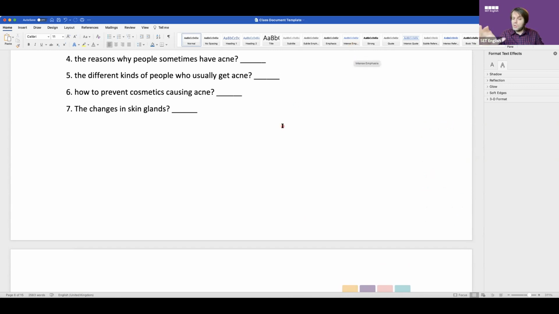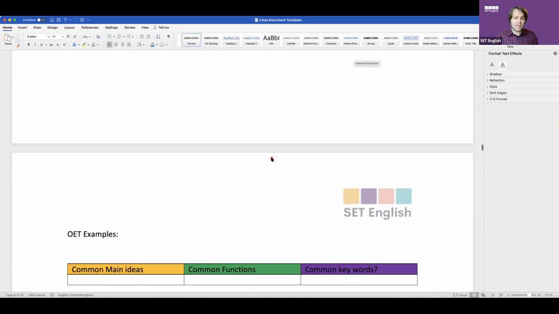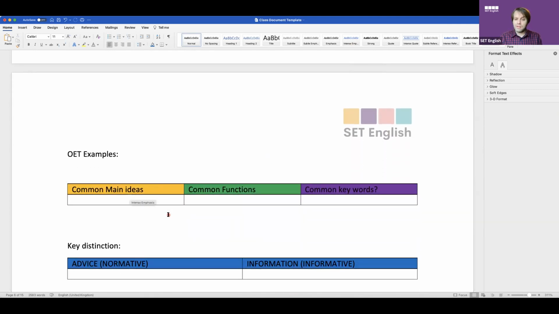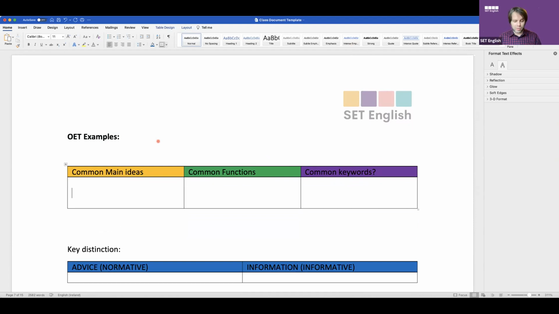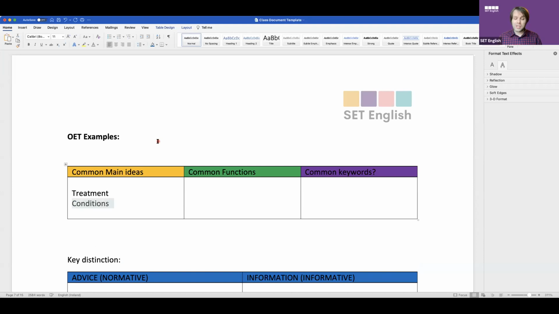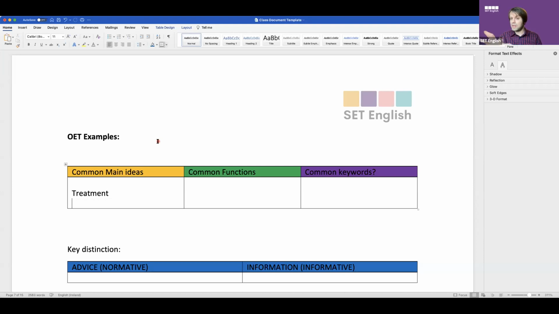But before I give you the two more difficult ones, I just want to go into this idea again of main ideas, functions, keywords, okay? I think the best way to teach people about this is just to show them examples. Give me examples of common main ideas that we always see, guys. Conditions. To be honest, they're often all conditions, right? It might be acne is a condition. Treatment, assessment.